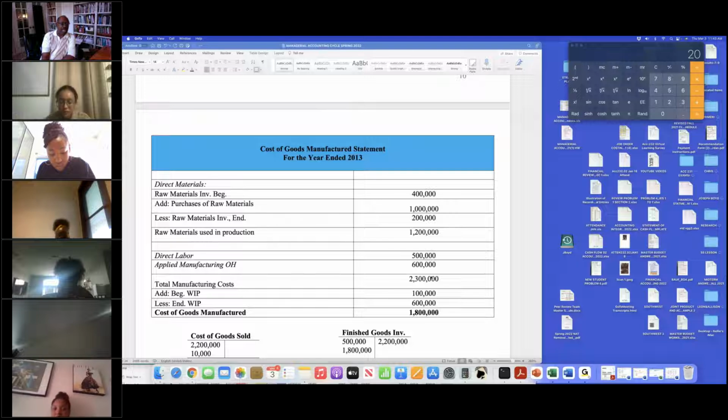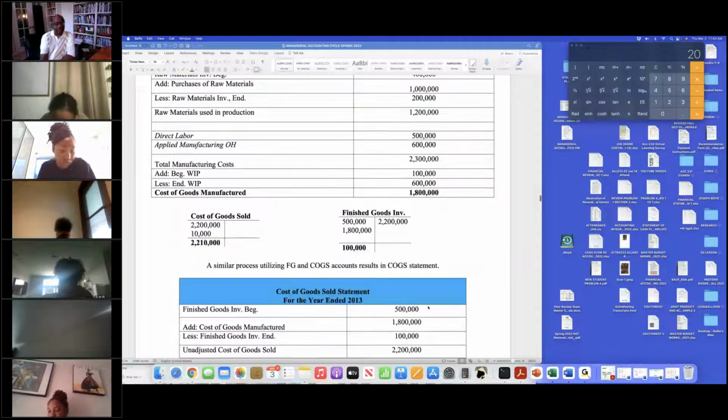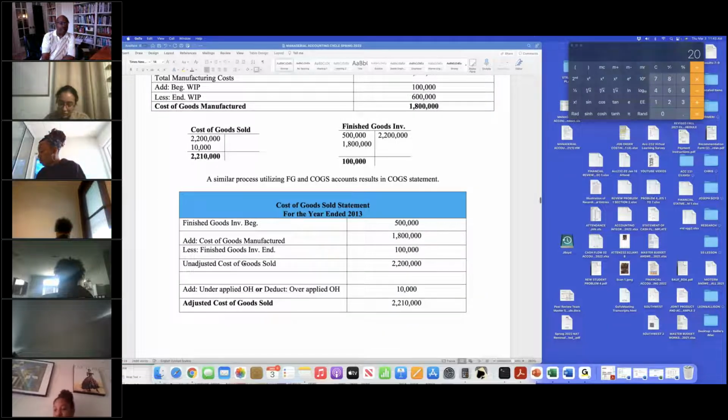And beginning work in process, subtract the ending work in process to get the cost of goods manufactured. Cost of goods sold: beginning cost, we're going to add the cost of goods manufactured. We're going to subtract the finished goods inventory ending, get an unadjusted cost of goods sold, and then that over or underapplied overhead, we're going to put that on here too to get overhead where it needs to be. So that's what we're going to do, and then we're going to do an income statement.